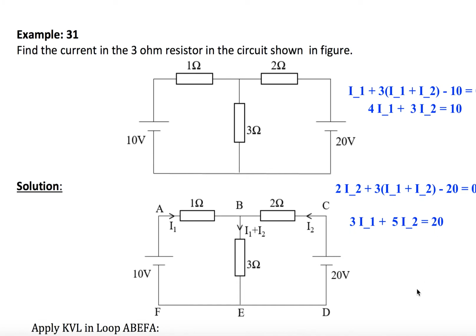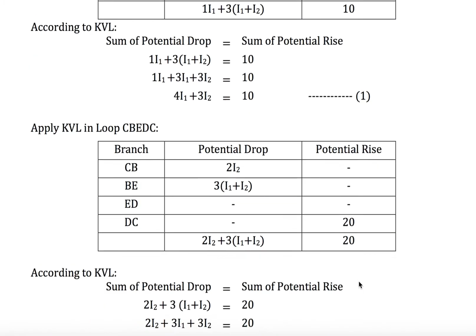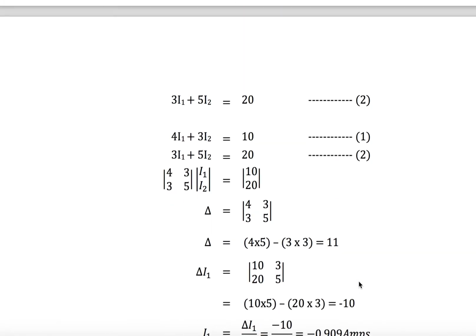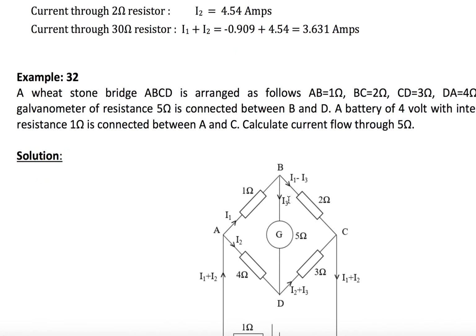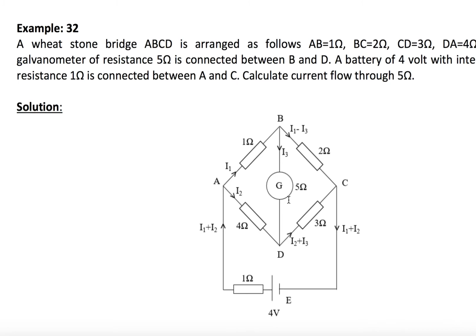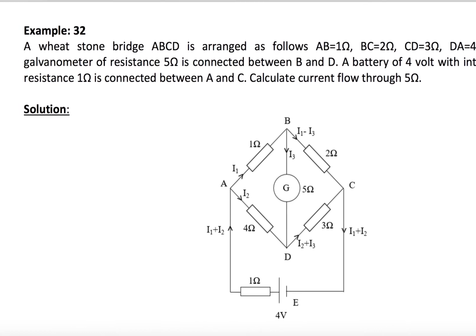Now you got the point, right? You solve these two equations, find I1 and I2. This current will be I1 plus I2. You need to find I1 plus I2 as well. These people used Cramer's rule to find I1 and I2. Okay, let's see some other problem.